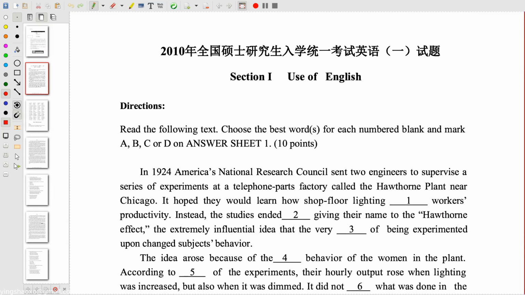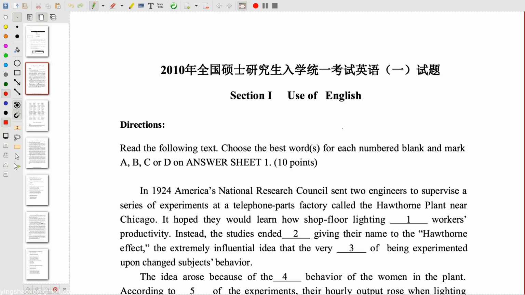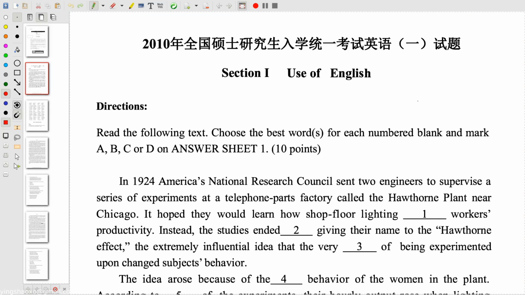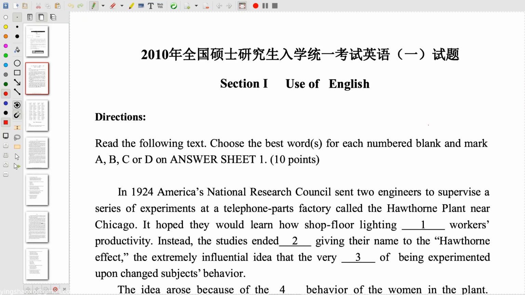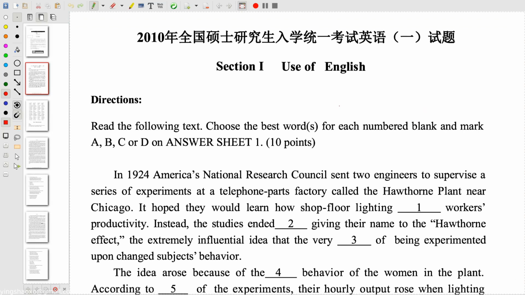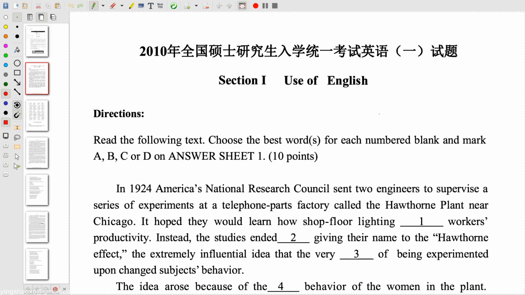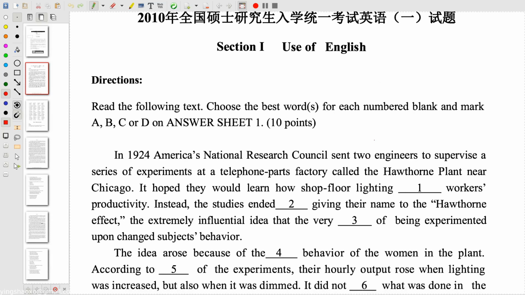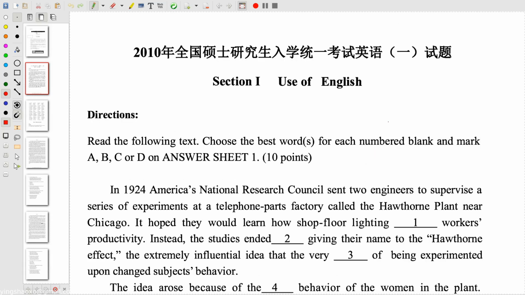Today I'm going to do a test for myself. I just want to see if I can pass the Chinese version of the graduate student entrance exam. Basically, this is a test about English, if you want to get a PhD or something like that in China. Anyway, let's just get started. Section 1, Use of English.